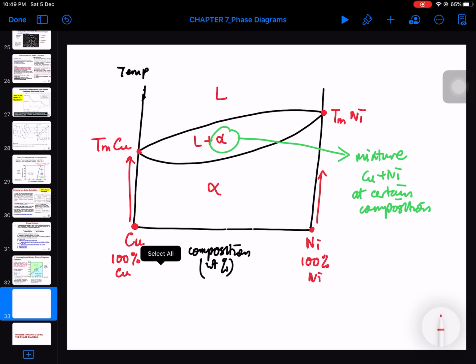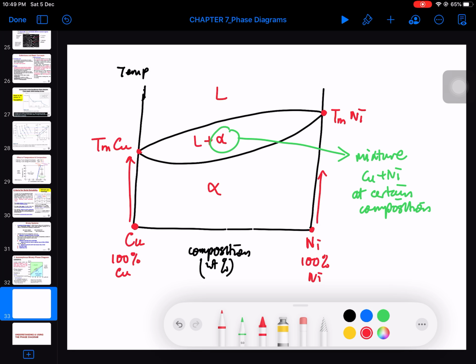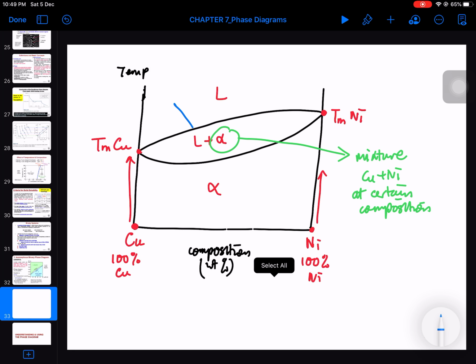And we have what we call the phase boundary, that separates all the phases. In this case, the phase boundary that separates liquid and the liquid plus alpha region is what we call the liquidus line. Above the liquidus line, everything is in liquid form, and below which there are some liquid and some solid, which means it already starts to solidify.